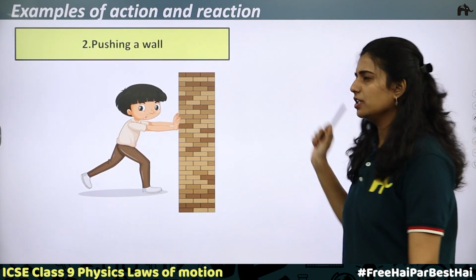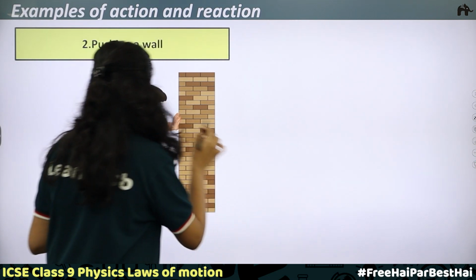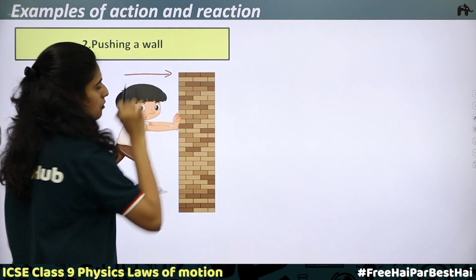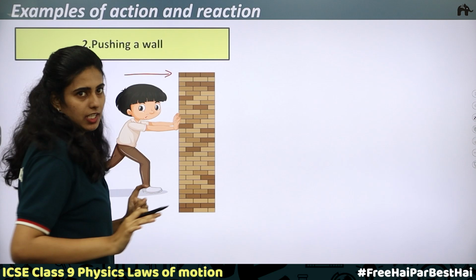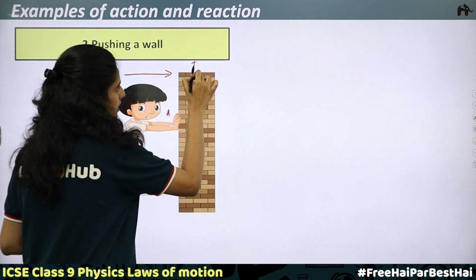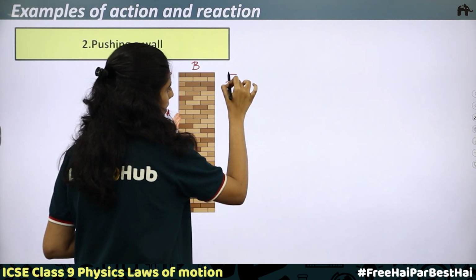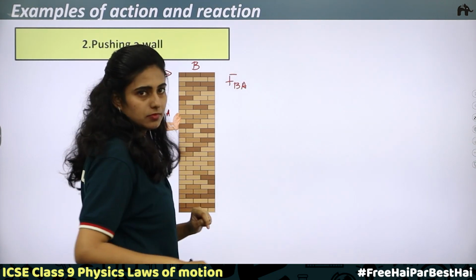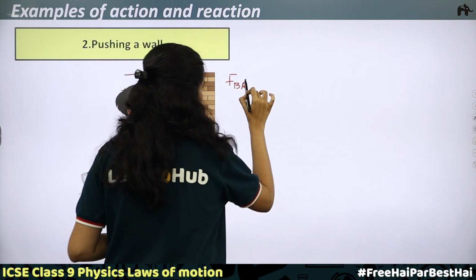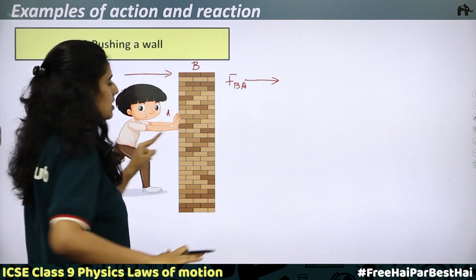Second example, pushing a wall. Just try to push a wall. What happens? When you push a wall, you are applying a force on the wall, in the forward direction. So we'll be taking A as your palm and the wall as B. So FBA is the force applied by A on B. FBA is in this direction, towards the east direction.